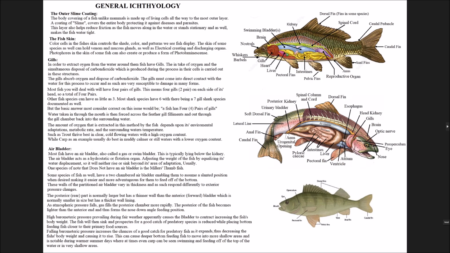The fish skin. Color cells in the fish's skin control the shade, color, and patterns we see fish display. The skin of some species can also hold venom and other mucus glands, as well as even electrical creating and discharging organs or receptacles.